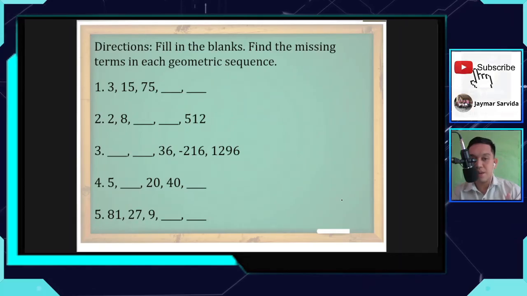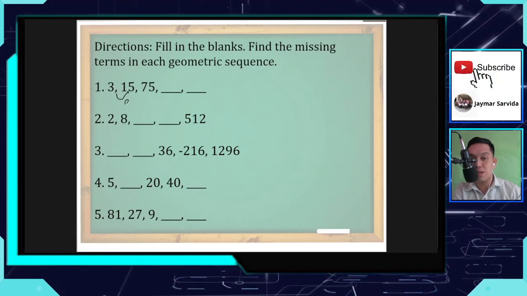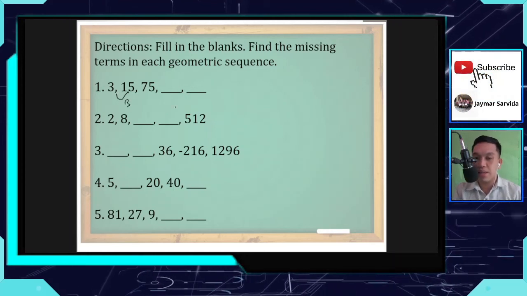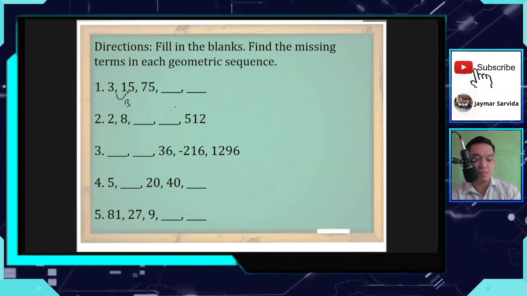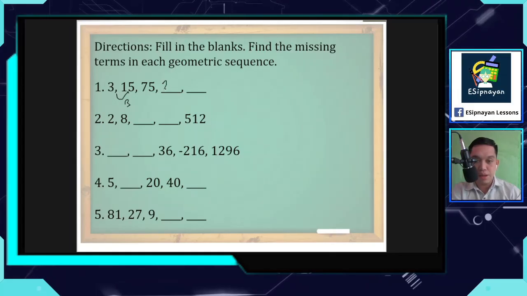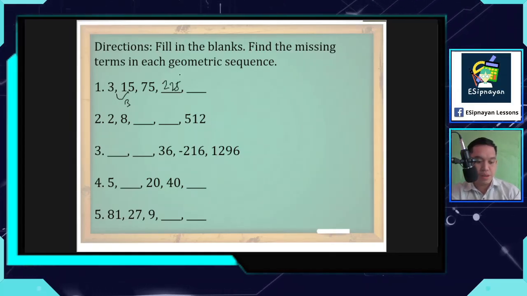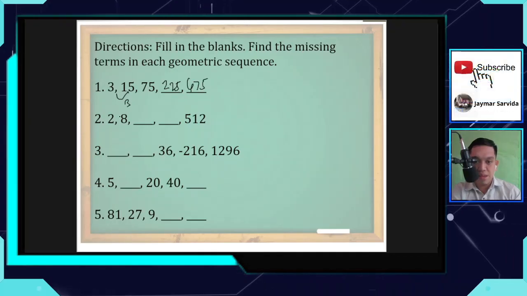So, let's have another test here. Fill in the blanks. Find the missing terms in each geometric sequence. So, hanapin mo muna kung ano yung kanyang common ratio. Dito, that is 3. So, 75 times 3. Madali lang to, class. 75 times 3. Times ka lang dyan. Times 3 is 225. Ito ay 225. Times 3 ulit. Then, that is 675.